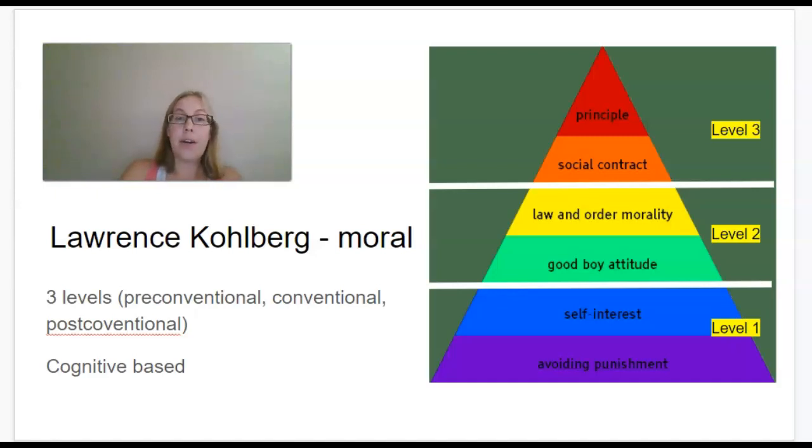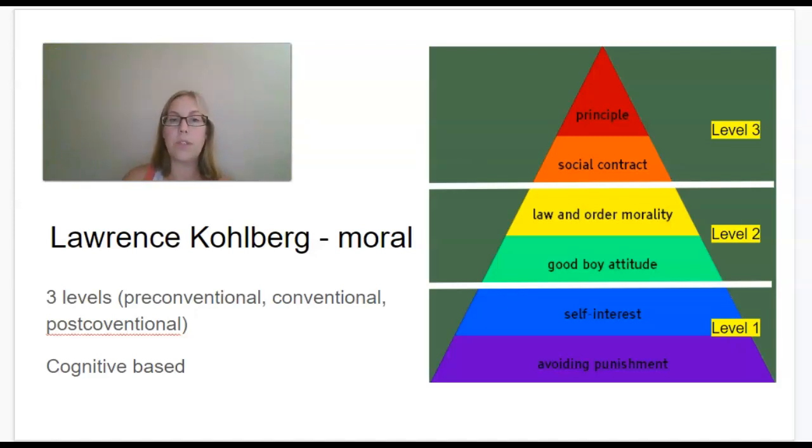But you're given this scenario, and then you're asking the individual, what would you decide and why? So in the case of Heinz, he has to decide, is he going to steal a drug to save his wife's life or is he not? And then they need to answer what they would do, but the important thing is the why. Again, Lawrence Kohlberg's theory is cognitively based because the importance in classifying individuals according to these three levels is based on what they say and what rationale they give.